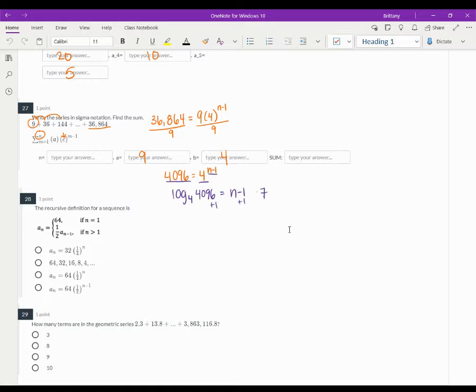So they want us to add up the first 7 terms, and then we just type this in on a calculator. And we go from 1 to 7 of 9 times 4 to the x minus 1, and it adds up to 49,149.